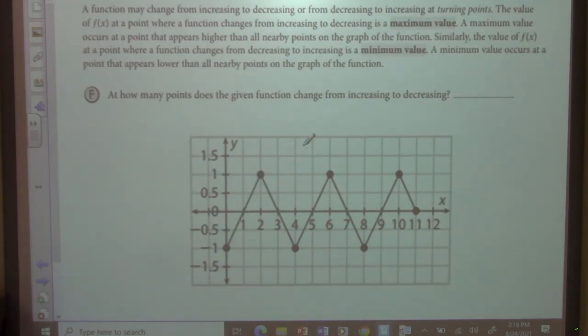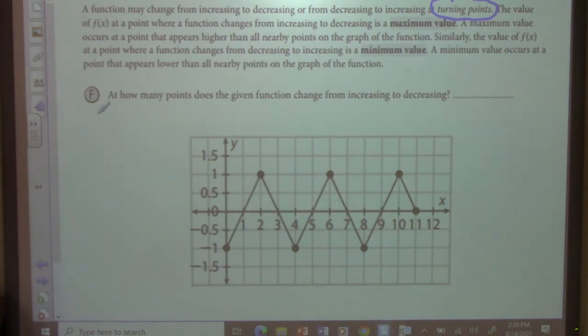Next, we have something that we call turning points. Turning points are points where the function changes from increasing to decreasing or from decreasing to increasing. Any place there is a turning point that goes from increasing to decreasing, there will be a maximum value. Where a function changes from decreasing to increasing, there will be a minimum value. So those are turning points.